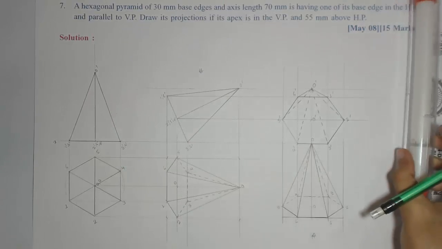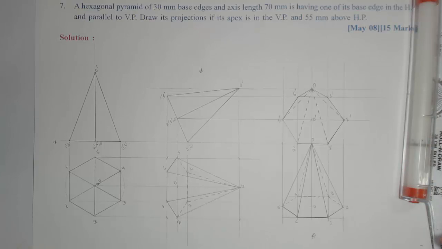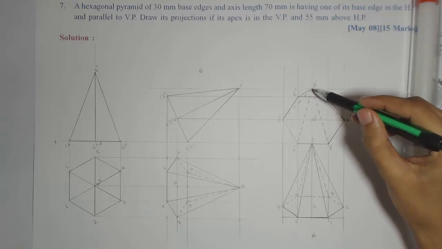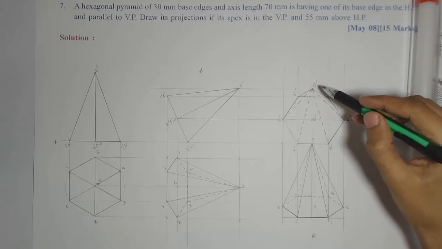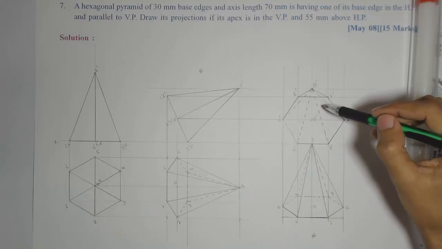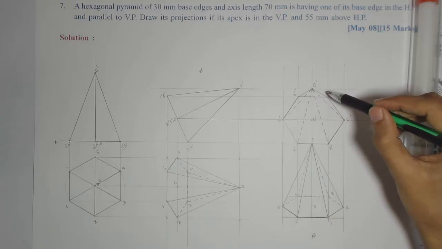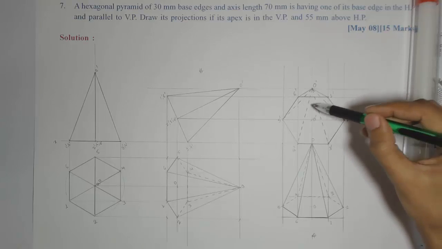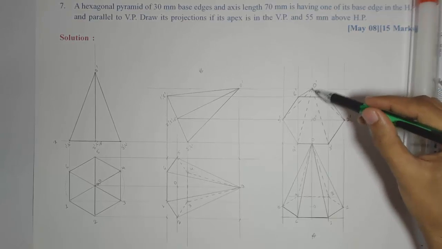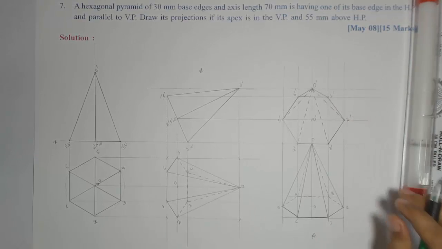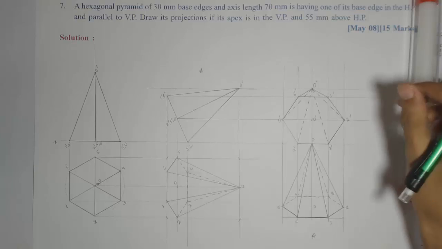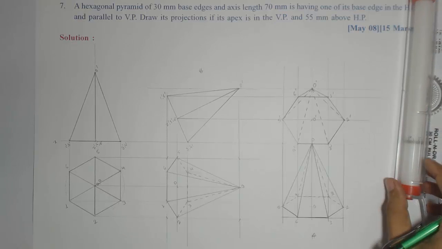Okay, one more rule of visibility: no two dark lines will cross each other. So if you are confused about whether these lines should be dotted or dark, remember that 1 dash 6 dash we already marked dark, so no other dark line should cross it. So obviously these remaining lines should be dotted. That is one more rule of visibility: no two dark lines should cross each other. So this completes the solution for this particular problem.